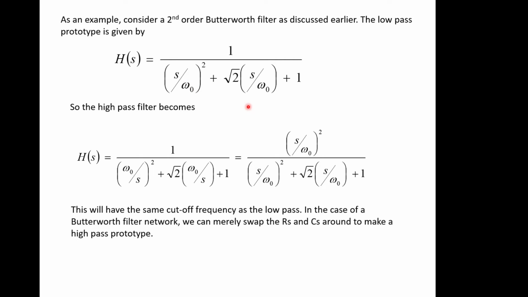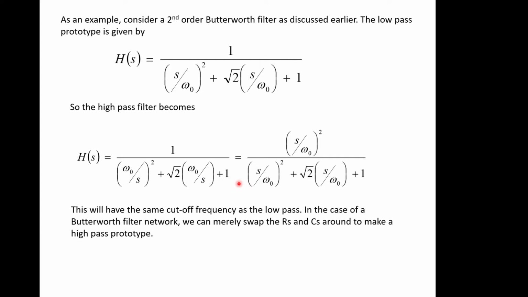So as an example, let's consider a second order Butterworth filter, which we've done earlier. Our low pass prototype is given by this, with effectively our 1 over root 2 type damping factor in there. So that's what we solved for our second order Butterworth, which is quite a trivial solution in terms of a second order system. So the high pass system then just becomes omega naught over s.